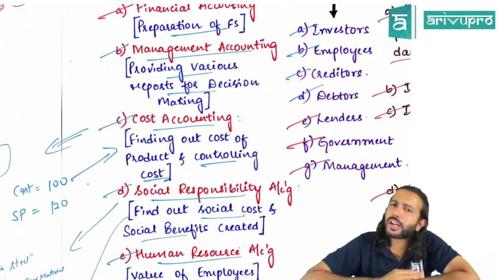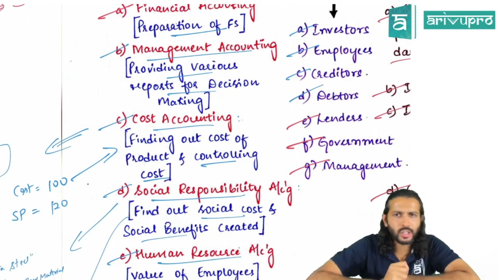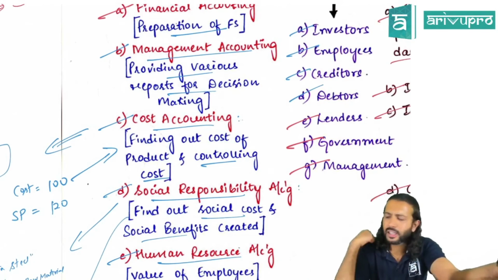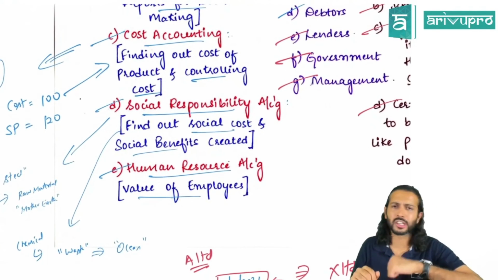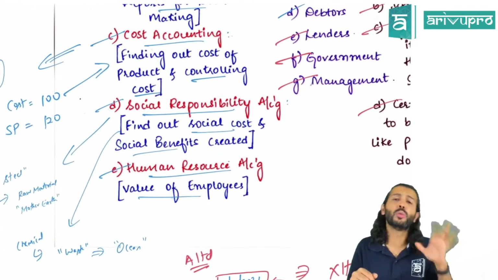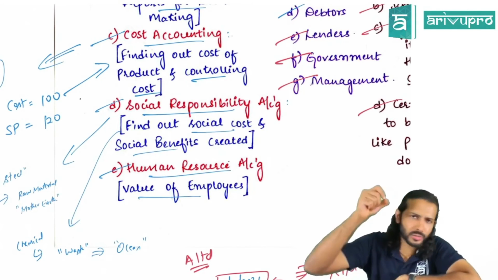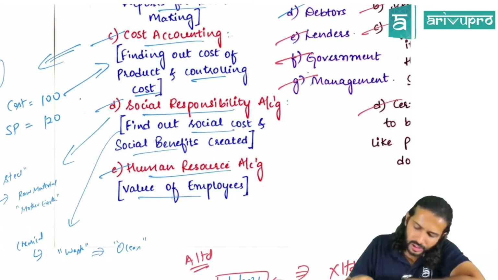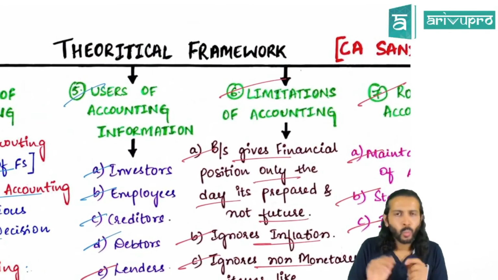Next is social responsibility accounting, which deals with social benefit and social cost. What is the harm you are doing to the society versus what is the benefit you are giving to the society? That comes under social responsibility accounting. Next, human resource accounting. This deals with finding the value of the employees of the organization. That is HR accounting.